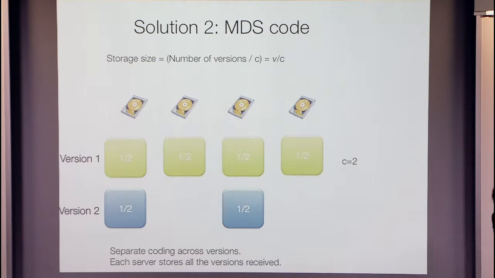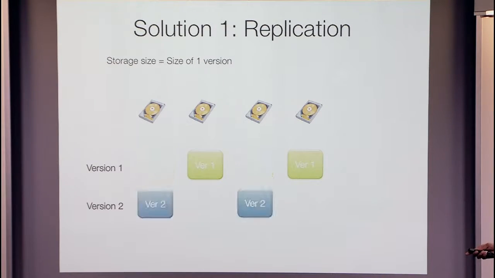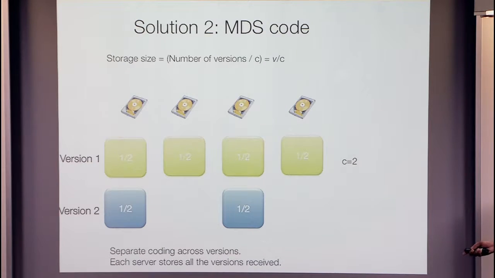The other naturally obvious solution is that a server does not delete anything among the V versions. Each one stores a different coded packet for all the versions it has heard from. And in this case, again, you can see that if I connect to any C servers, I can get the latest common version. The worst case storage size is the total number of versions times 1 by C, because each one uses an (N, C) MDS code. V versions is V by C. Each server stores V by C bits.